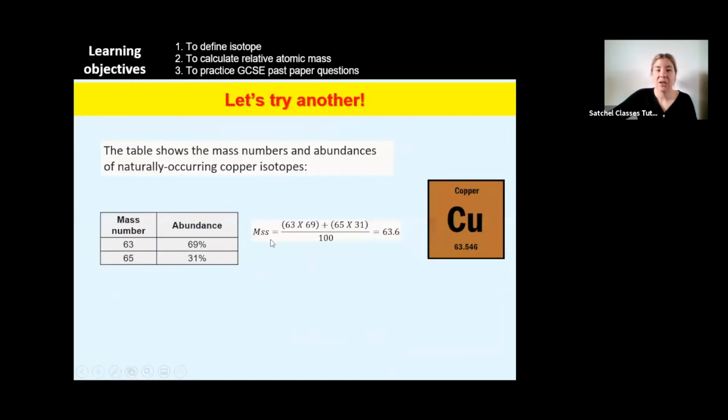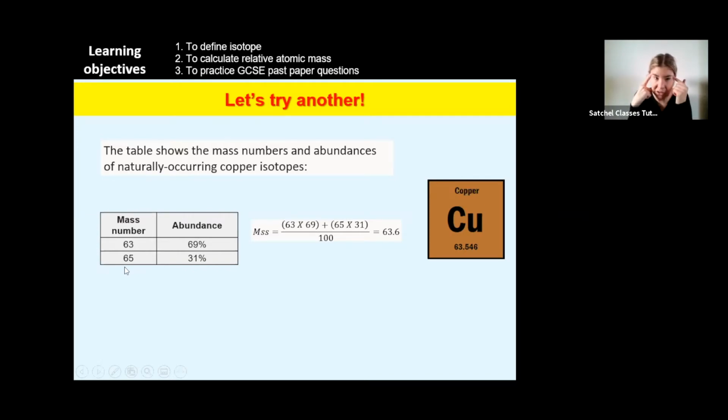All right, here is another example. There's another worked example before I give you some to try by yourself. The table shows the mass numbers and abundances of naturally occurring copper isotopes. So we've got the mass number, and we've got the associated abundance. Basically we've got 69% of this, and we've got 31% of this.